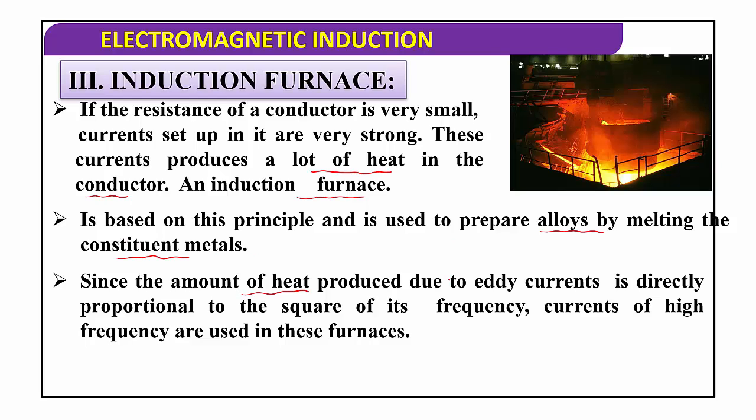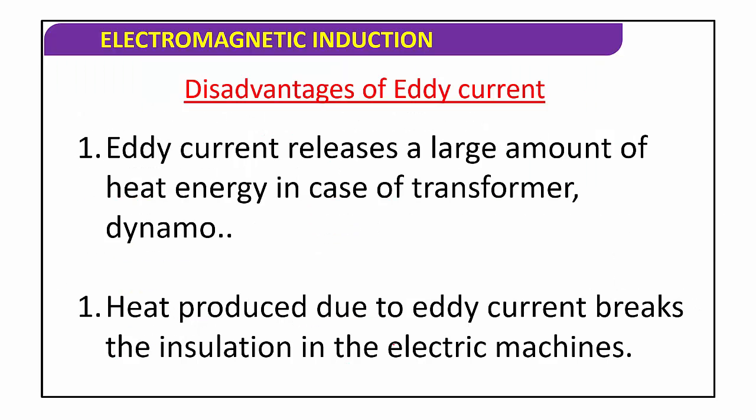Since the amount of heat produced due to eddy current is directly proportional to the square of its frequency, currents of high frequency are used in these furnaces. Electric current with high frequency is used to melt the metals because it will produce a large amount of heat energy. This heat energy is used to melt the metals to prepare other alloys. This is the induction furnace. Then the last part, disadvantages of eddy current.